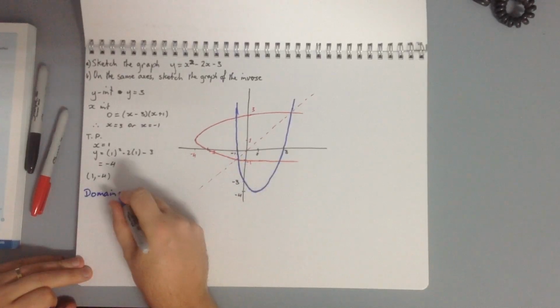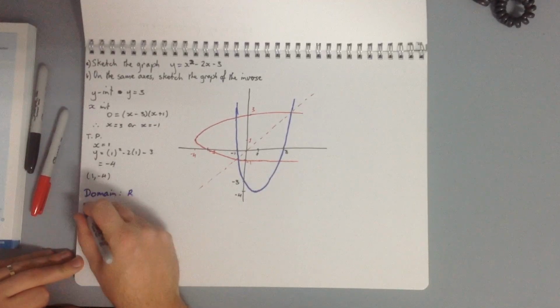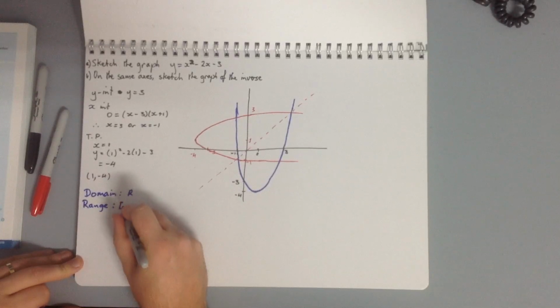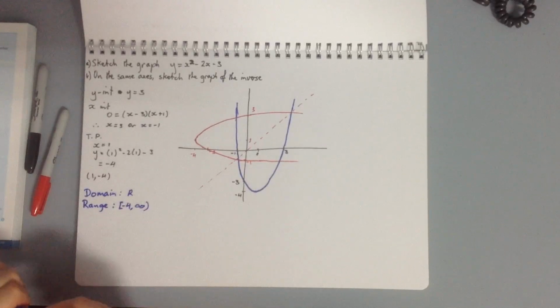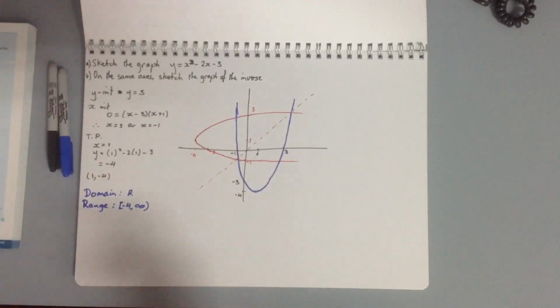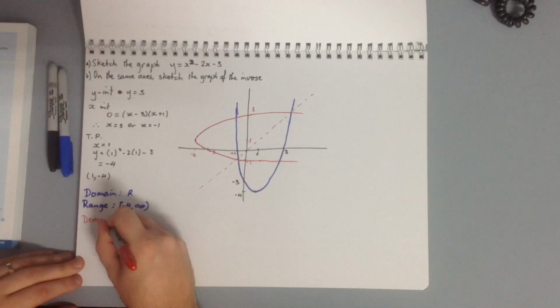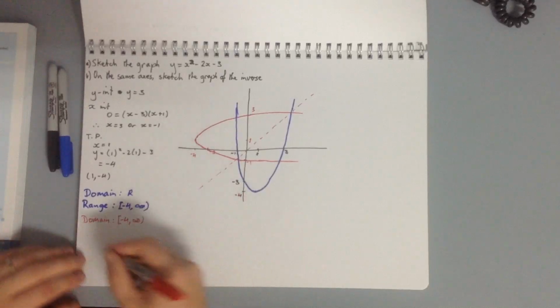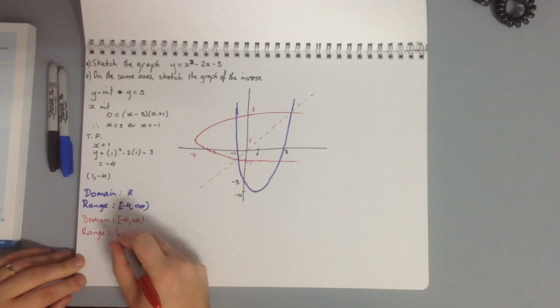Our domain is all real numbers because it's a quadratic. Now range is from -4 to infinity, which means when we switch them, our domain of our inverse is going to be from -4 to infinity, and our range will be all real numbers.